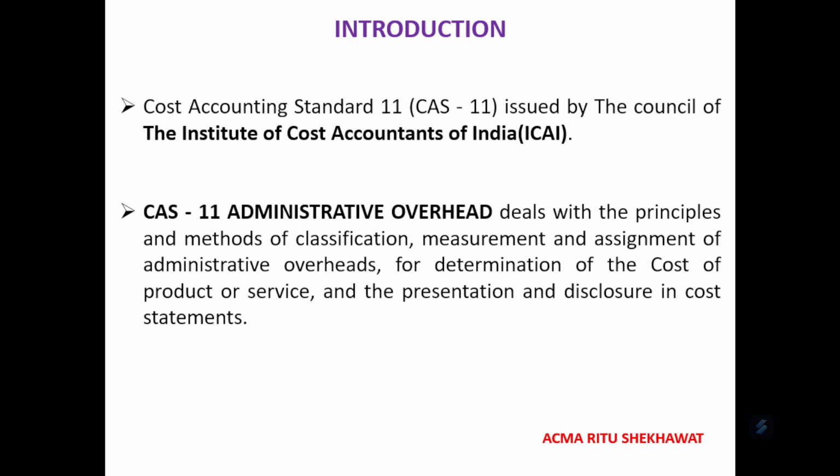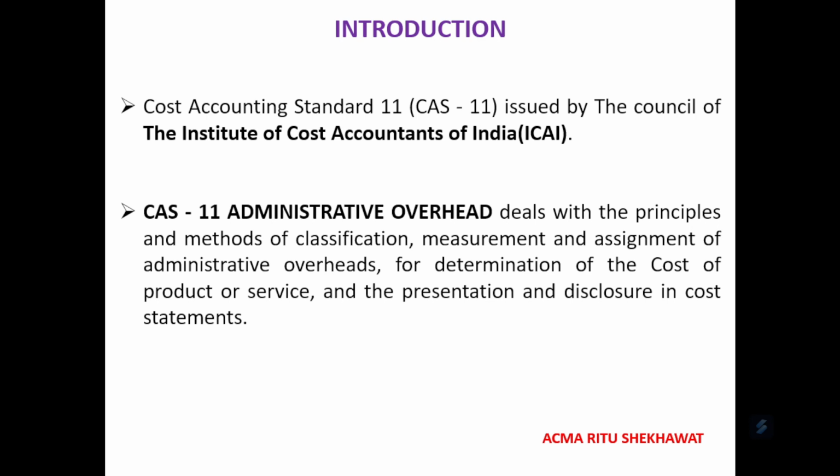In this cost accounting standard 11, we are covering only general admin expenses. So only general admin expenses, which are not directly related to production, we are going to study in CAS 11, because those expenses which are related to production go directly to cost of production. So CAS 11 is only on general administration expenses, that is point number 2.